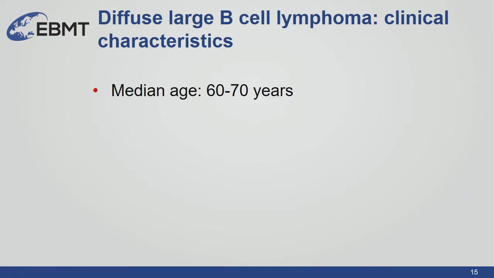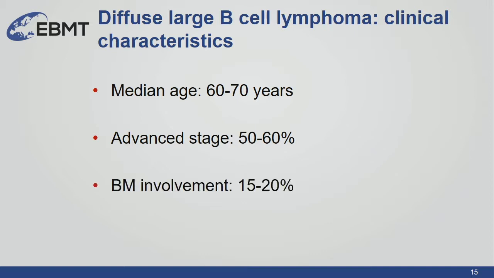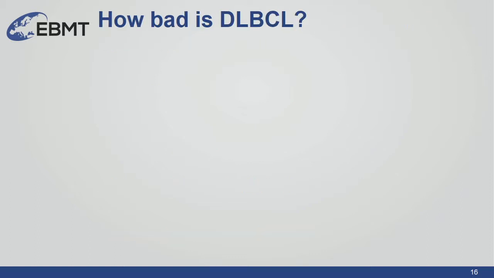So patients with diffuse large B-cell lymphoma normally present in their 60s or 70s. Advanced stage is noticed at diagnosis in 50 or 60% of the patients, but bone marrow involvement is not very frequent. And in around 1/3 of the patients, the disease is primarily extranodal, so it appears in other sites of the body, not in the lymph nodes.